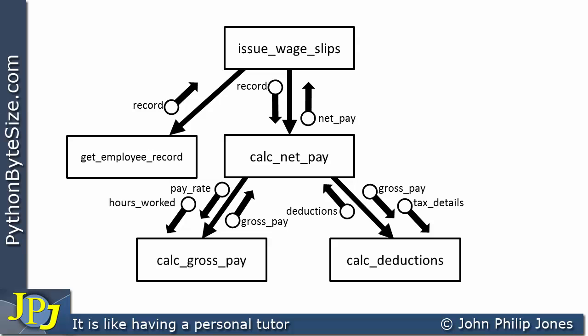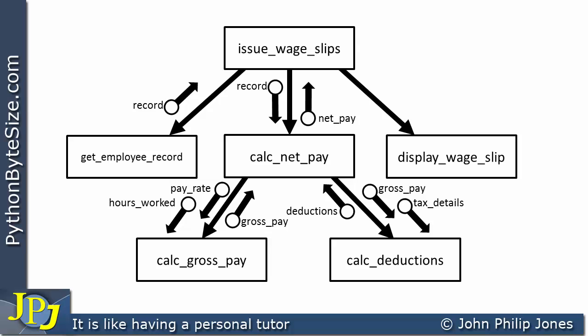What issue wage slip will now do is call another module, and this module is called display wage slip. And to this, we're actually going to send the name of the employee, which is taken from the record, which issue wage slip has a copy of because it was responsible for getting the record from the getEmployeeRecord module. But in addition, it'll send the net pay that it's just got from the calculate net pay module.